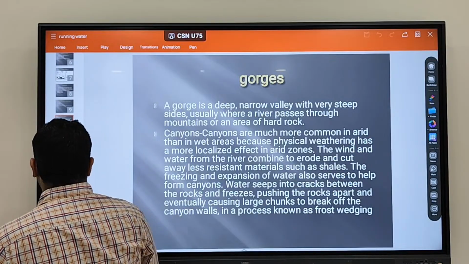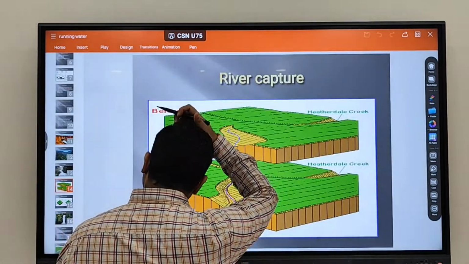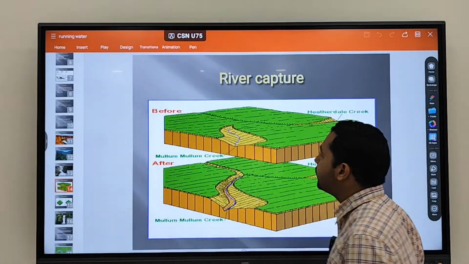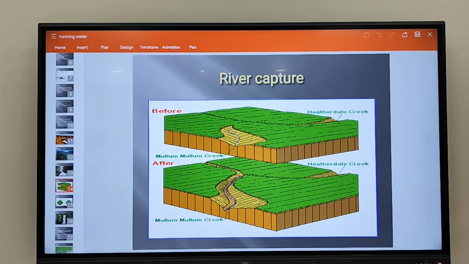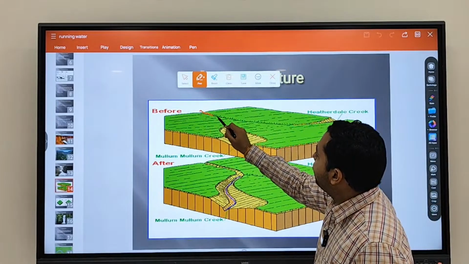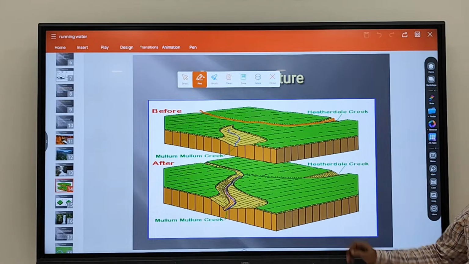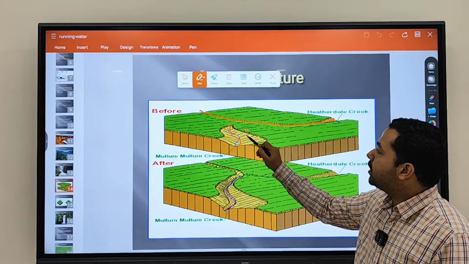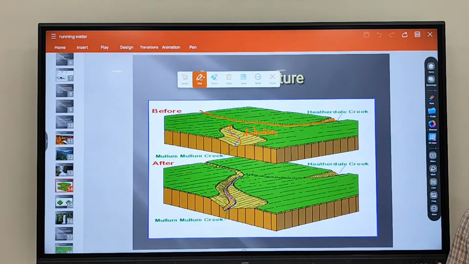Now the second phenomenon that you find is a case of river capture. What is a river capture? You see, before, rivers are moving like this. This is a path through which the river is moving, and this is a path where a tributary is moving.